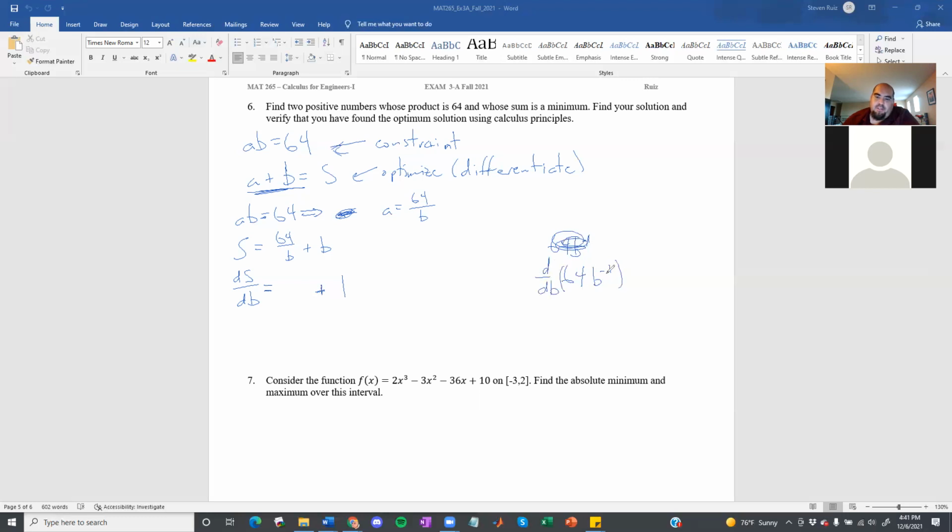Right. So treat this like you would the power rule for derivatives. Okay, so it'd just be -64b to the -2. There you go. So the derivative is -64 over b squared. So now that I have that derivative, what do I want to do with it?